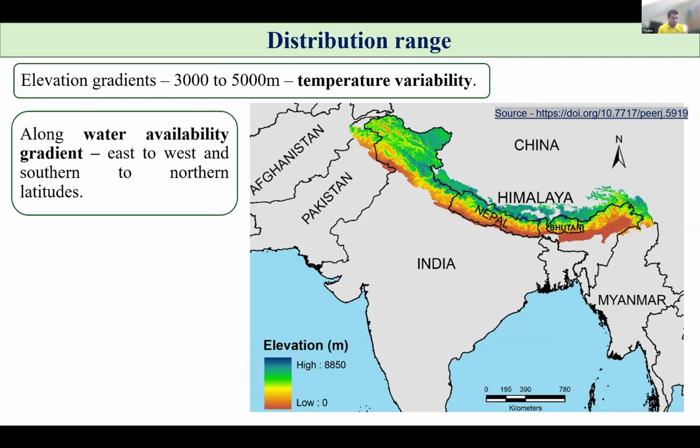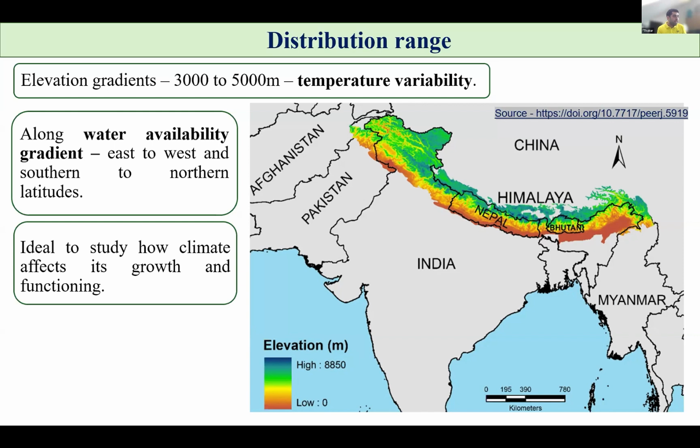When we are in the outermost folds, they are generally wet. When we go one or two folds behind, they are generally dry. This is not in all the folds, but it occurs in some range of this precipitation gradient also. So in two or three folds, we have a nice water availability gradient in its populations. This combination of temperature and water availability gradients makes it a nice species to study how climate change is affecting its growth and functioning.